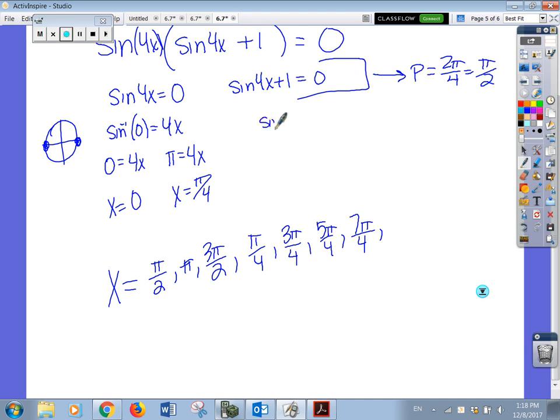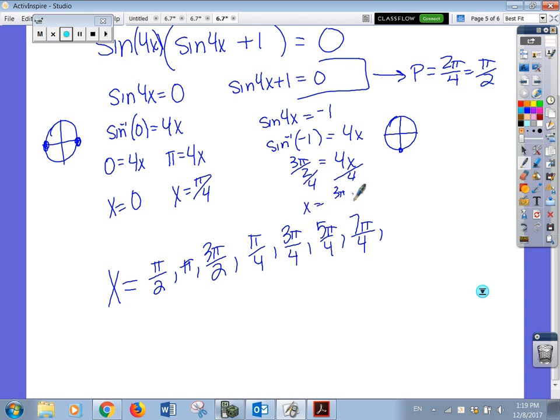So now we have this other factor over here, sine 4x equals negative 1. So the inverse sine of negative 1 is equal to 4x. That happens one time down here at 3 pi over 2. Divide by 4. So x equals 3 pi over 8. So there's another answer, 3 pi over 8.